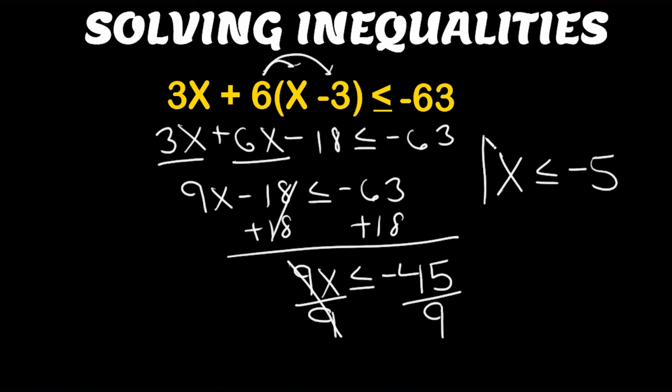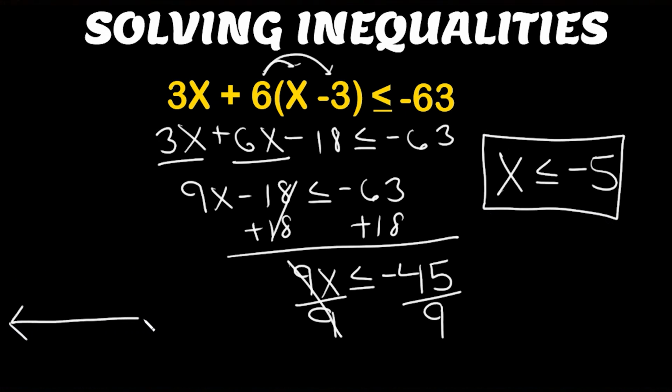It's in the proper format. We're going to go ahead and box it in, and then we're going to graph it. So graphing it, we're just going to do it over here. Put on our number line. Okay, 0, negative 5 will be right here. And it's going to be a closed circle, right? It's equal to. And we're going to be shading to the left. Again, the statement reads all real numbers less than or equal to negative 5. So again, that is going to the left.